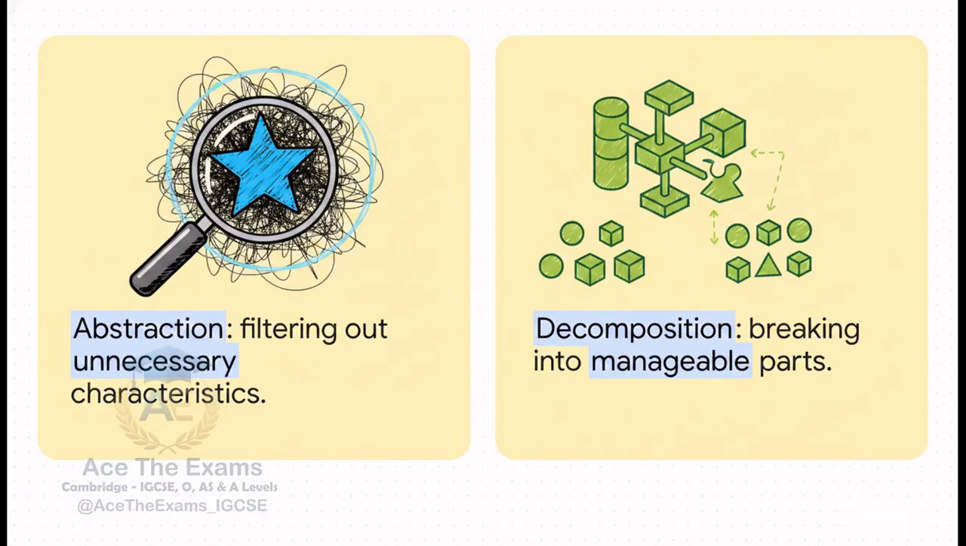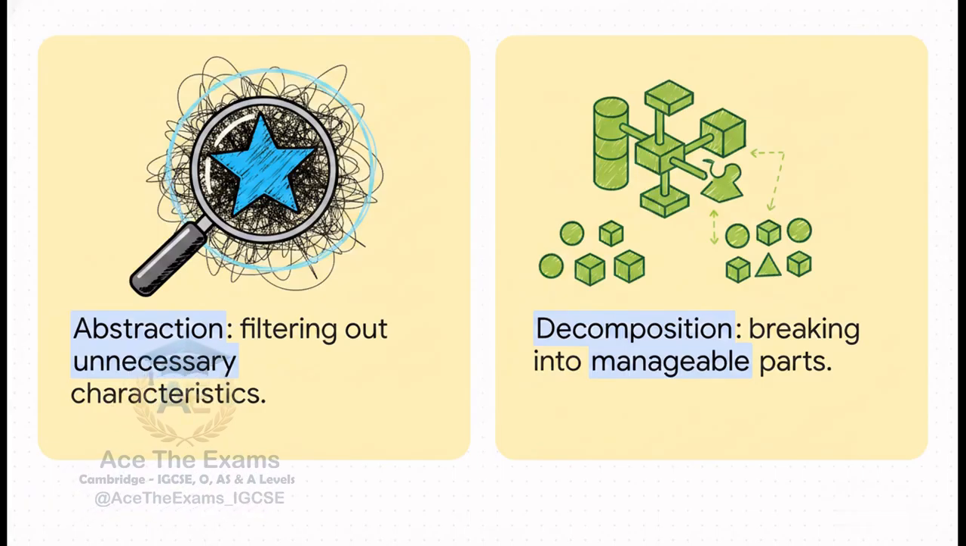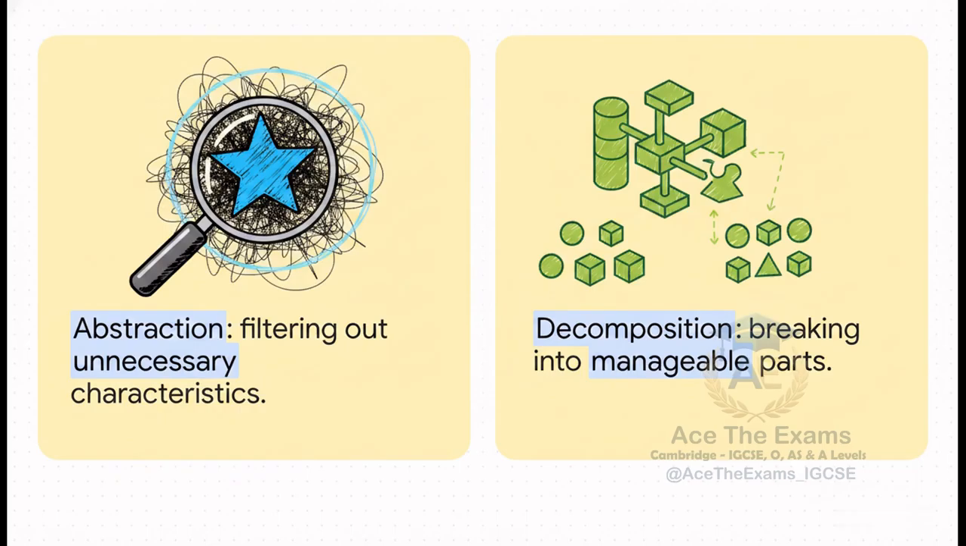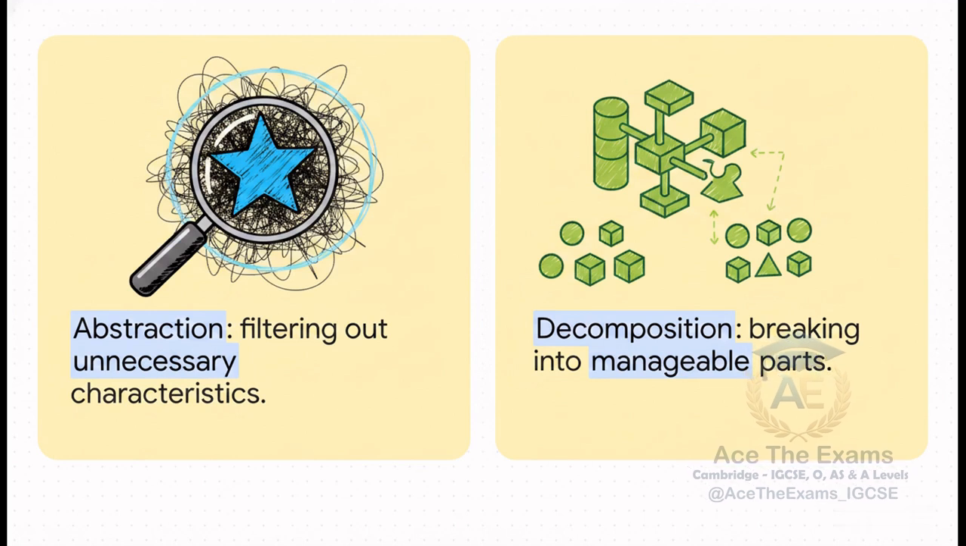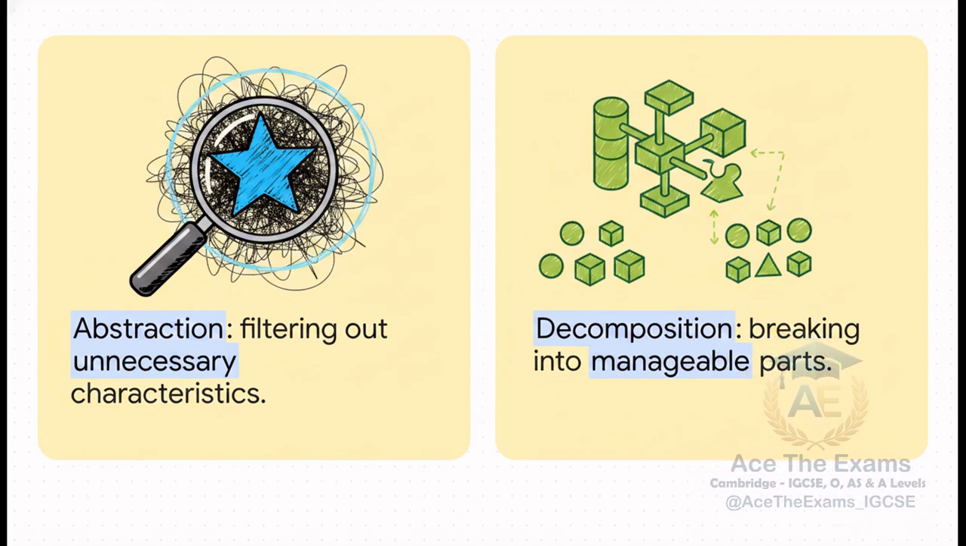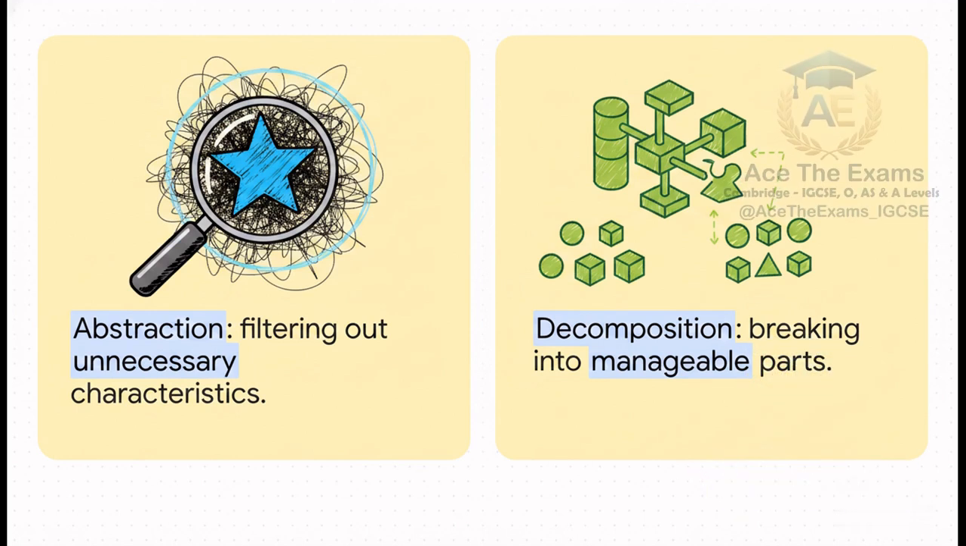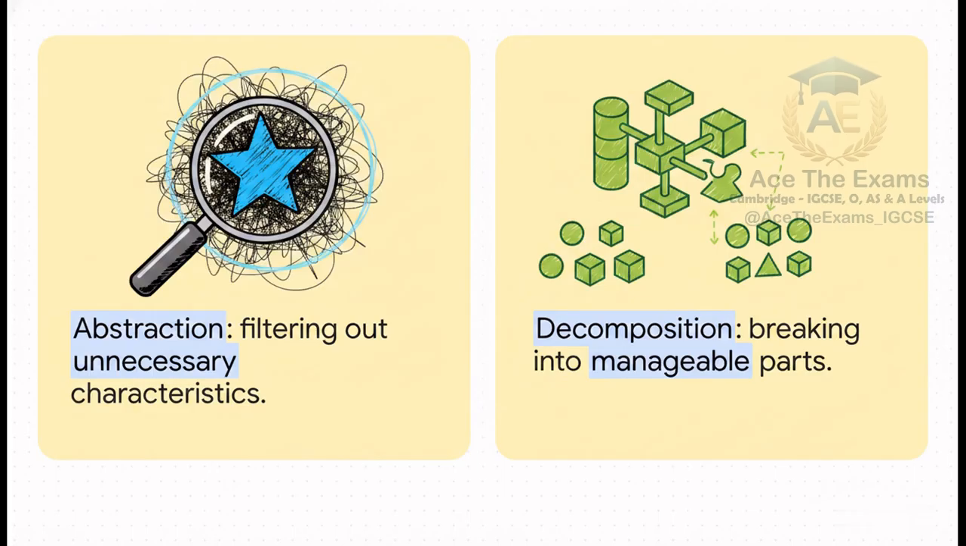Now, abstraction is all about focus. It's the process of filtering out and completely ignoring the characteristics of a problem that just don't matter to our specific solution. We're stripping away the noise. Imagine building a flight simulator. You need the physics of the plane, but you don't need to simulate the exact stitching on the pilot's seat. That's abstraction. Then comes decomposition. This is where we take our complex, overwhelming problem and break it down into much smaller, highly manageable parts. It's how we conquer the chaos.